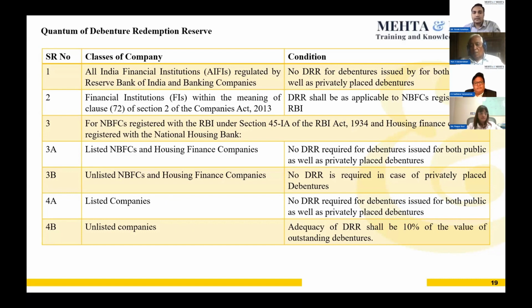Similarly, in case of NBFCs registered with RBI under Section 45-IA of the RBI Act, and housing finance companies registered with the National Housing Bank, if such companies are listed, no DRR is required, be it publicly placed or privately placed. If such companies are unlisted, no DRR is required only in case of privately placed debentures. In case of any other listed companies, no DRR is required for both publicly placed as well as privately placed debentures. And in case of any other unlisted companies, the adequacy of DRR shall be equal to 10% of the value of the outstanding debentures. So this is the quantum covering various categories of companies for creation of a debenture redemption reserve.